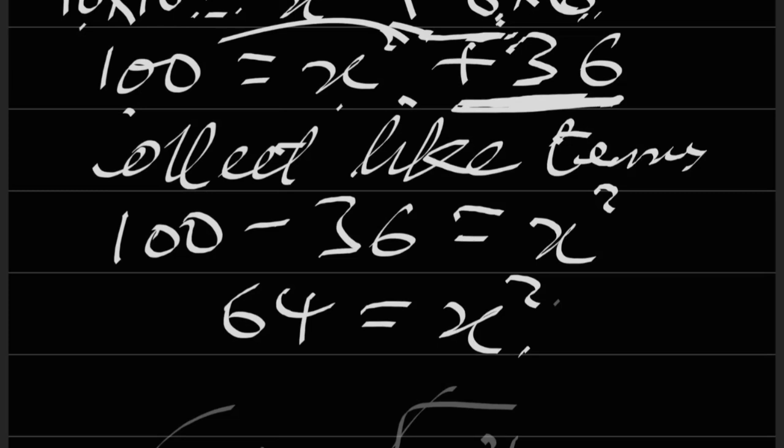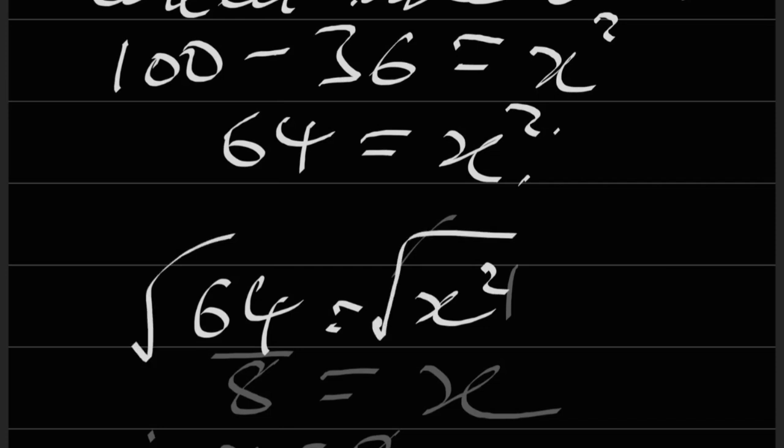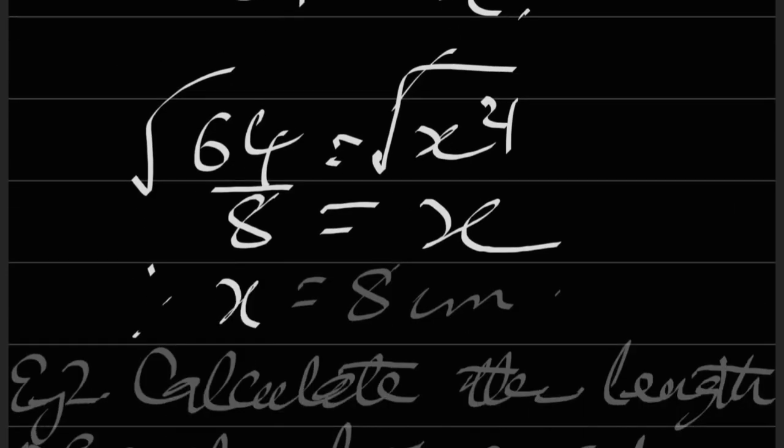To get x, we need to remove this square. And to remove square, you take the square root of both sides. The square root can cancel square. So you have 64 equals x square, square root, square root. Square cancels square root, and you are left with x. Square root of 64 is what? Square root of 64 is 8. So therefore x equals 8 centimeters. So the distance from the center to the chord is 8 centimeters.